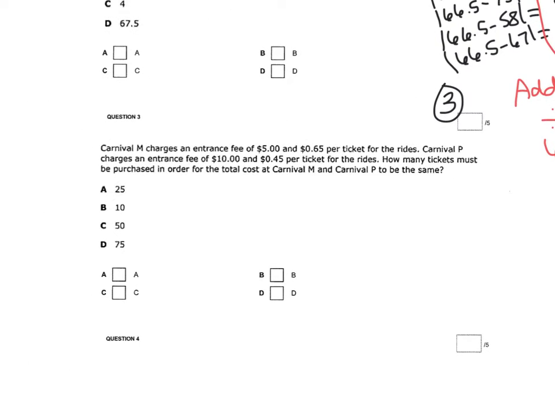Question 3. Carnival M charges an entrance fee of $5 and 65 cents per ticket for the rides. Carnival P charges an entrance fee of $10 and 45 cents per ticket. Okay. So we've got one side of my equal sign. These numbers go together. I've got 5 and I have 0.65. And we're adding those together because that's the cost to get in altogether.